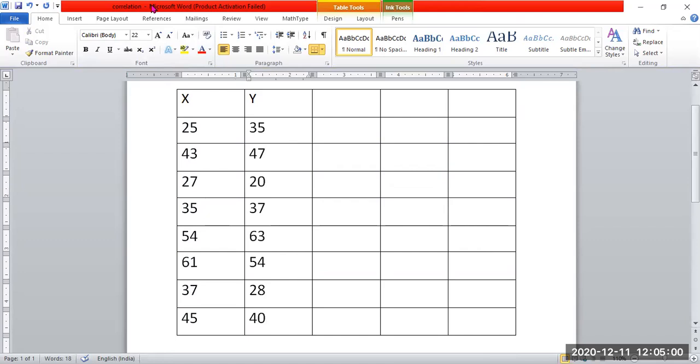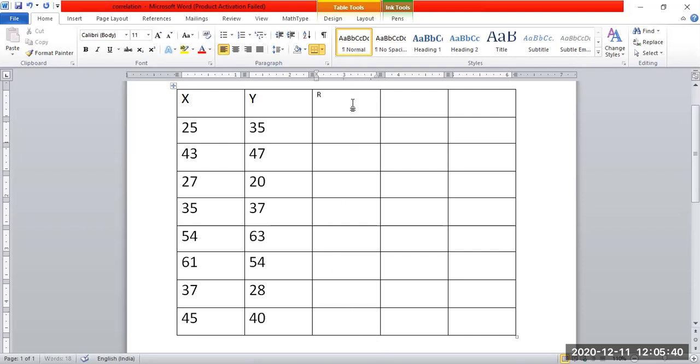Remember in the examination, suppose somebody asks how to identify with ties or without ties. Please look at the X and Y columns. Check whether any number is repeated twice. Can you check now? 25, 43, 27, 35, 54, 61, 37, 45. Yes, the numbers are not repeated. Here also 35, 47, 20, 37, 63, 54, 28, 40. Yes, this problem is without ties because numbers are not repeated.